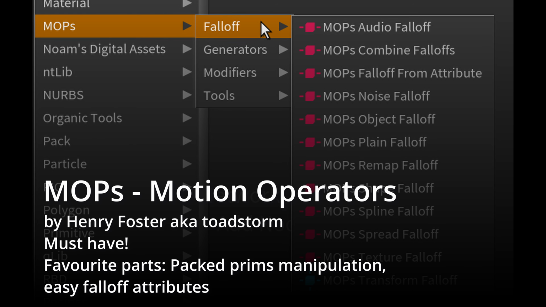Then the fourth example is MOPS by Henry Foster, aka Toadstorm on GitHub. MOPS is this way of transforming packed pieces in Houdini, which used to be quite cumbersome, but thanks to MOPS and what Henry has done, he just basically made it a lot easier to use and much more user friendly. These four are absolute must-haves. I can't see why anyone would not want to use these.